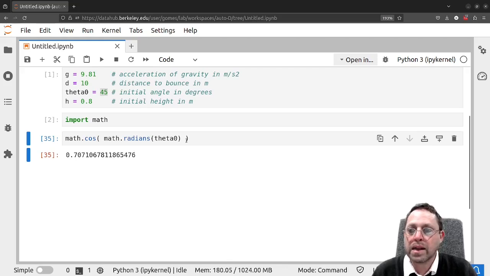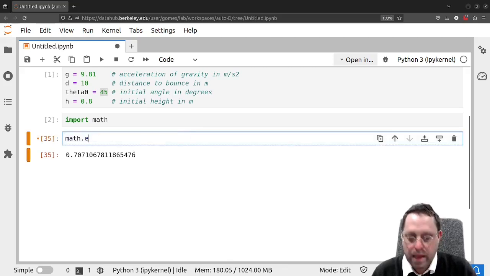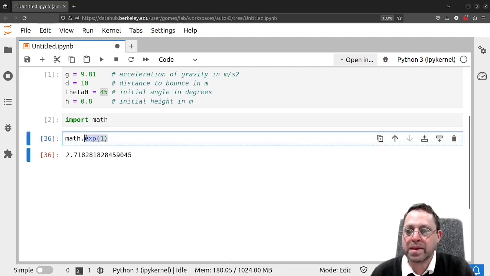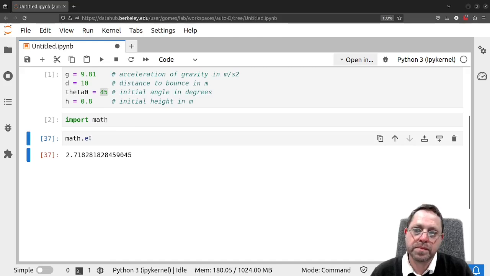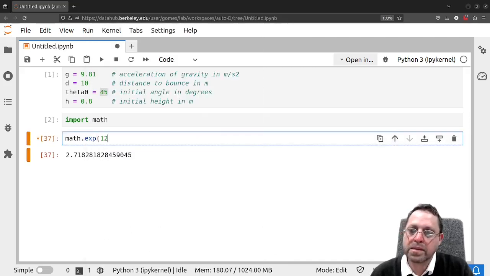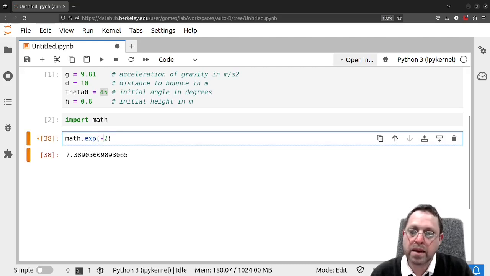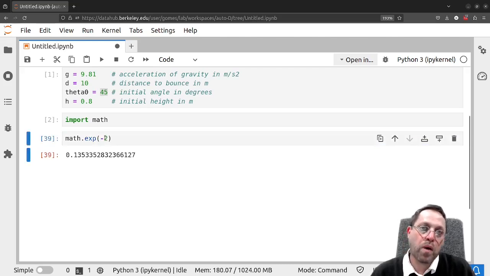Okay, let's try the exponential function. exp, that's e to the 1, that's just e. That would be the same as evaluating just e. Okay, so, but exp2 would be e squared. exp negative 2 would be 1 over e squared.